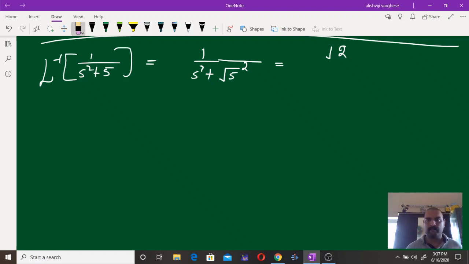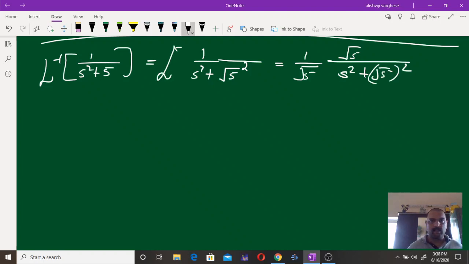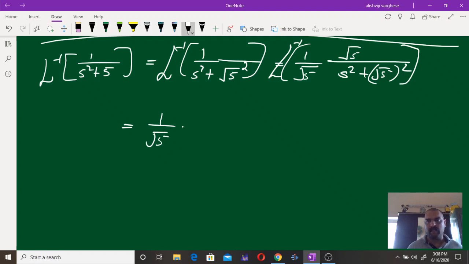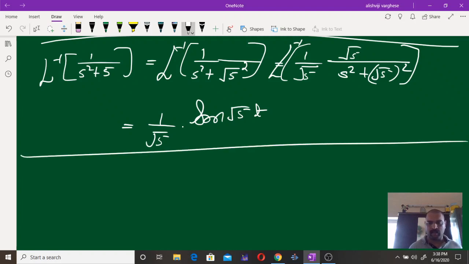If we multiply with root 5 and divide with root 5, what we have is root 5 by s square plus root 5 the whole square. Now we can take the inverse Laplace because this particular function is a known function. So it is 1 by root 5 into L inverse of a by s square plus a square, which is the Laplace transform of sine at. It is sine of root 5 into t. So this is a straightforward one.